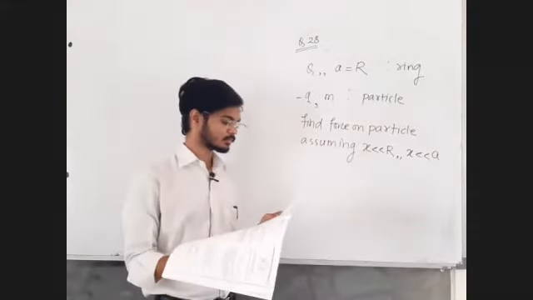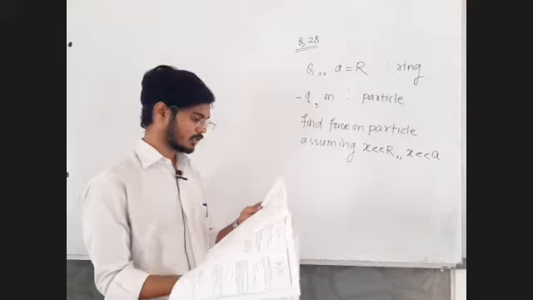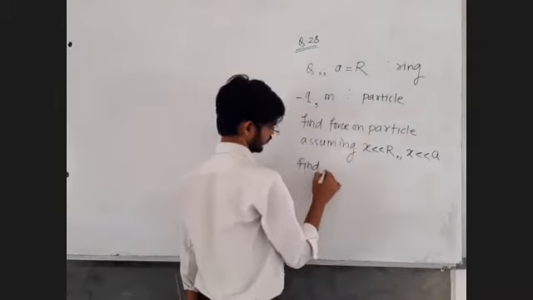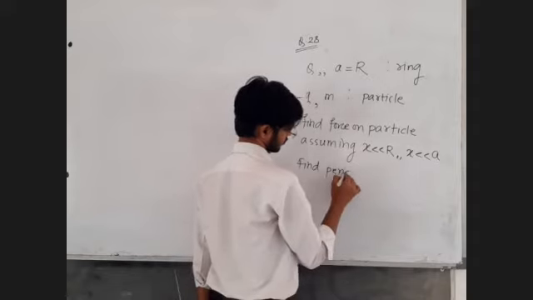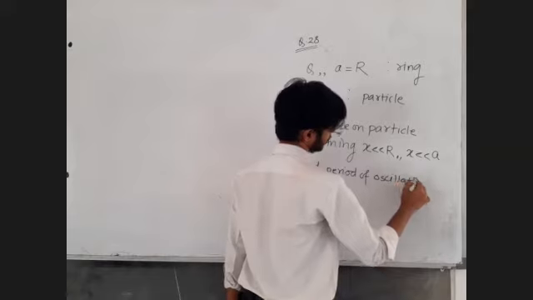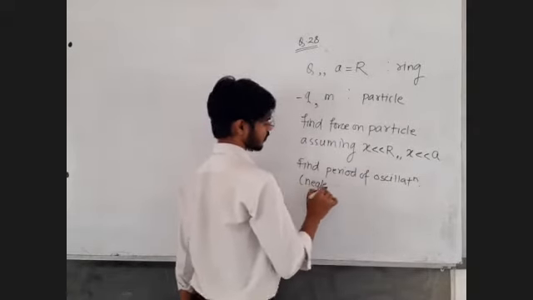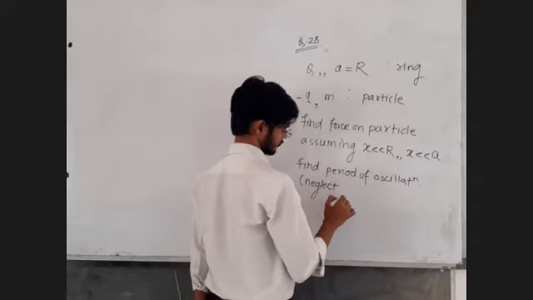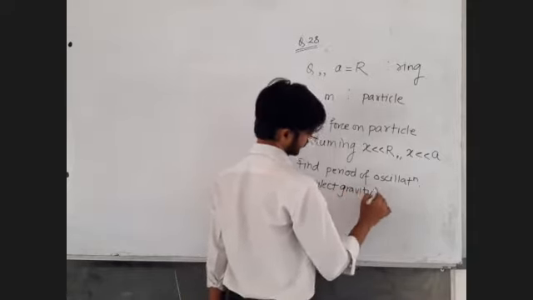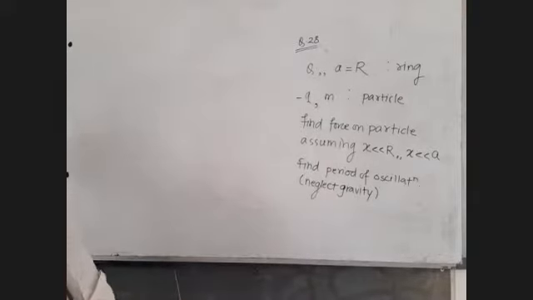Then find the time period of oscillation of the particle if it is released from there. Neglect gravity. Find the period of oscillation. In brackets they have written neglect other effects due to gravity. Okay, step by step let us deal with this question.